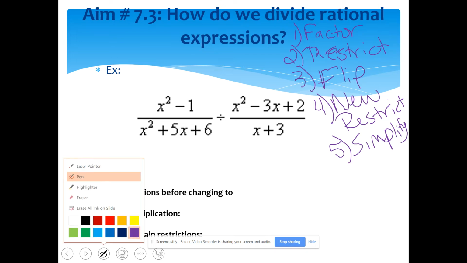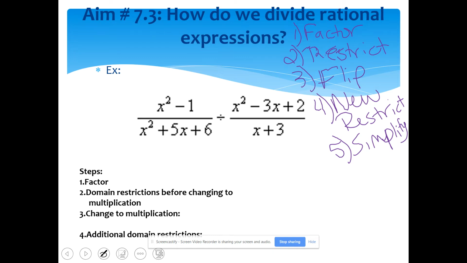So let's start with our factoring. On the upper left, x squared minus 1. Well, that's a difference of squares. So we have x plus 1 and x minus 1. On the bottom, we have no common factors. So the factors of positive 6 that add to positive 5 are positive 2 and positive 3.